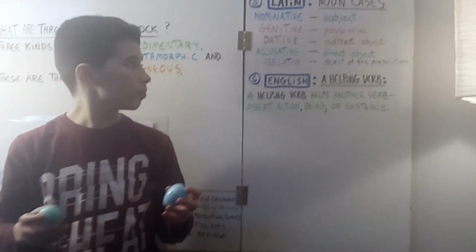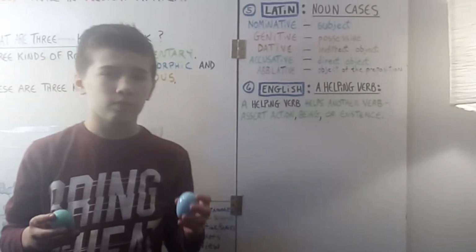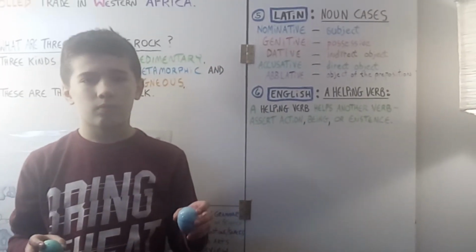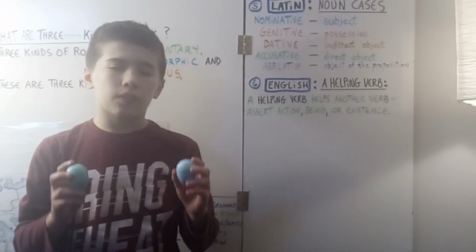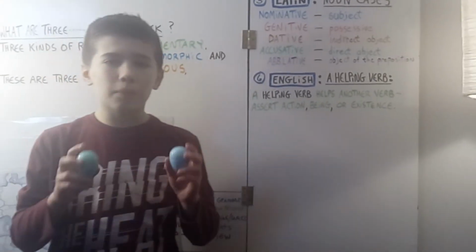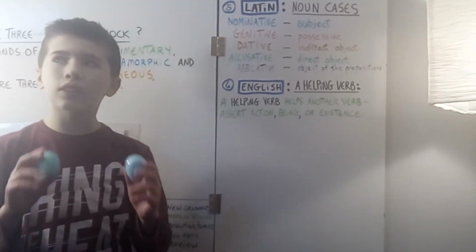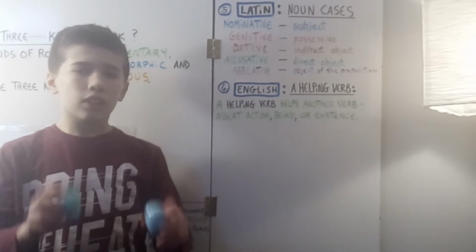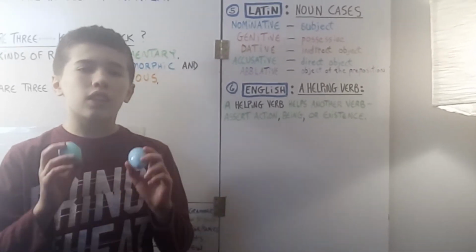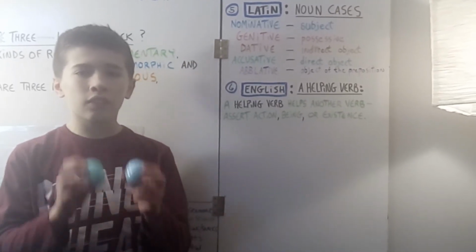This week's English is helping verbs, and we're going to use the Beach Boys to help us out with Help Me Rhonda. So it goes ba ba ba ba. A helping verb helps another verb. Asserts action, being or existence. A helping verb helps another verb. Asserts action, being or existence.